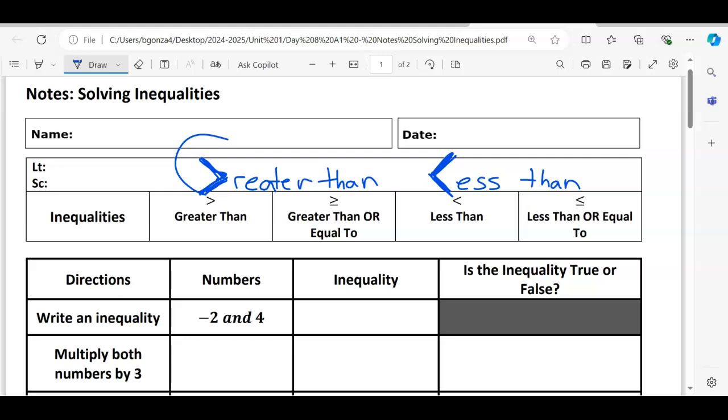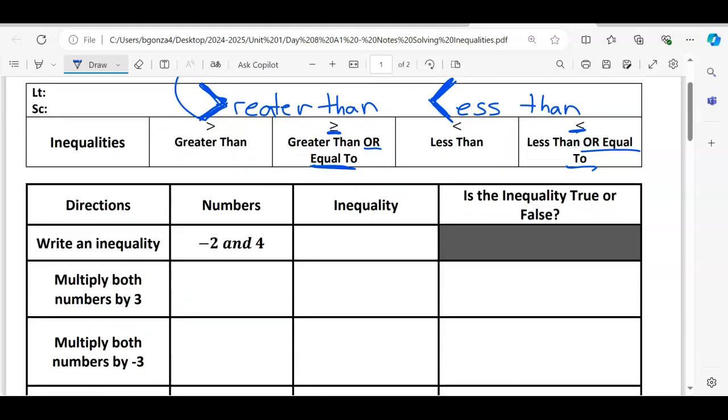Now, what if they're underlined? So if it's underlined, it's also equal to. Sometimes you include the number, and sometimes you exclude the number. So the inequality will tell you whether you include it or exclude it. Okay? Now, all the numbers you can think of are mostly not equal to each other. Obviously, they're different. So that's why we use inequalities to show one is smaller or bigger than the other.